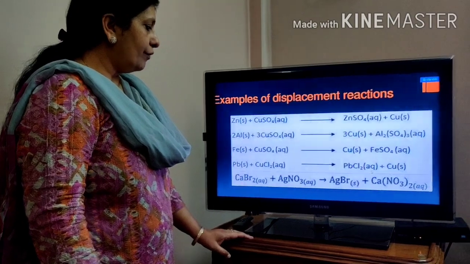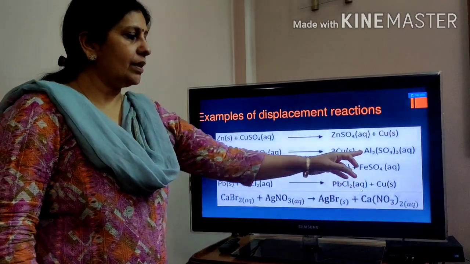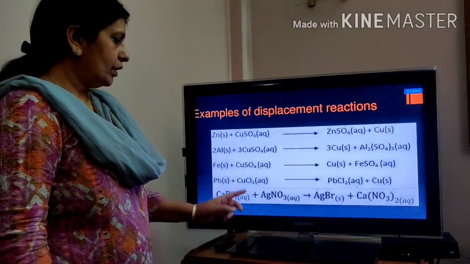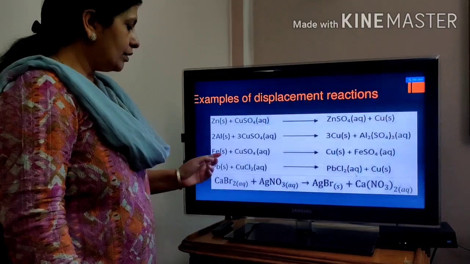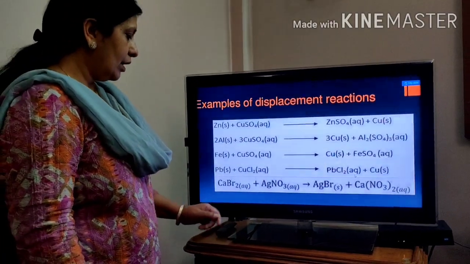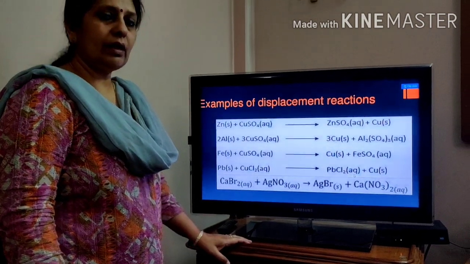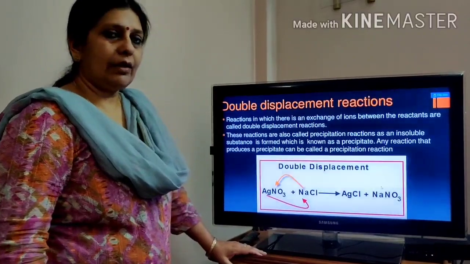One more example of a displacement reaction is aluminium plus copper sulfate gives us copper plus aluminium sulfate. This also shows that aluminium is more reactive than copper. Another example, iron plus copper sulfate gives copper plus ferrous sulfate, and similarly many more examples can be given. Coming to double displacement reactions.